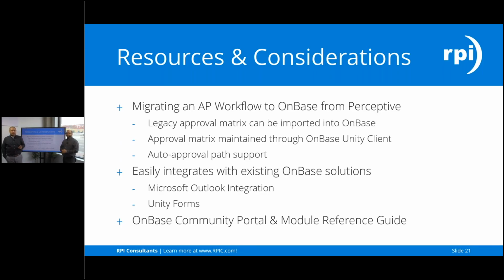Some of you might be using a legacy approval matrix process where we have an iScript looking at a CSV or some sort of matrix to determine where that document needs to be routed based on the approval level. So all of this can be imported directly into OnBase and managed within that OnBase designer. Approval matrices are managed all within the Unity client. We can even handle the auto approval path support. I know previously that was all done through iScripting. We had to hard code all of that logic in there. Now all of this can be done through the GUI in the Unity client.